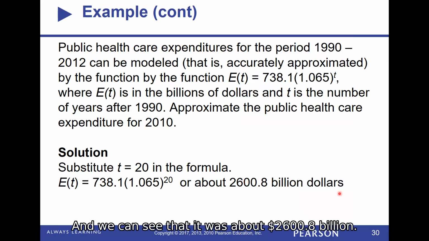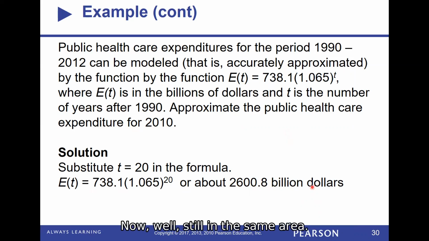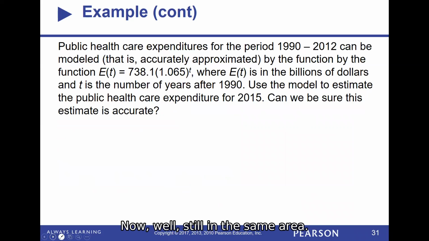Okay, and we can see that it was about $2,600.8 billion. Okay, now, still in the same area, use the model to estimate the public health care for 2015.